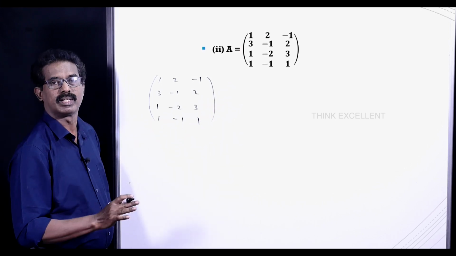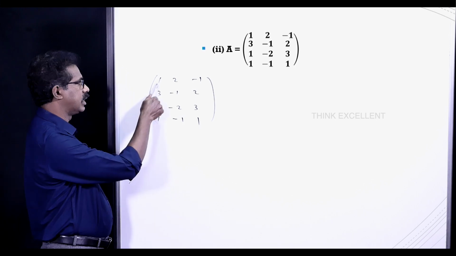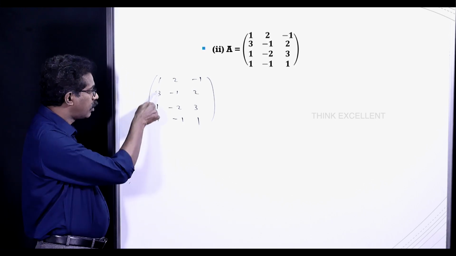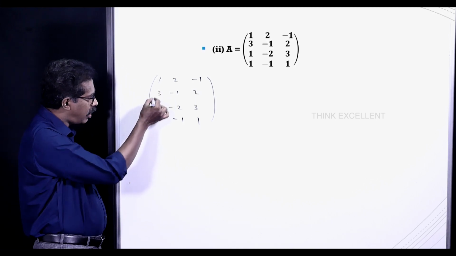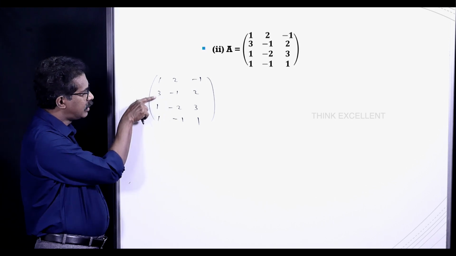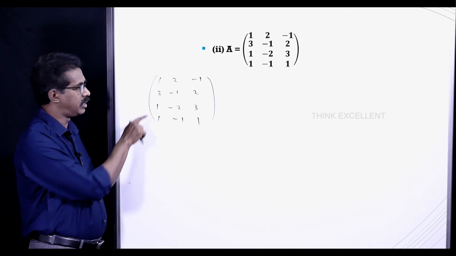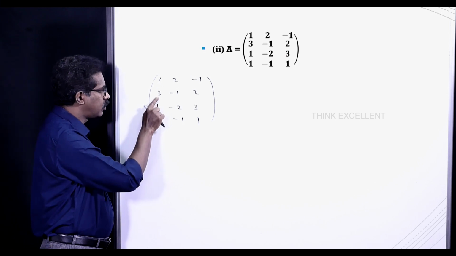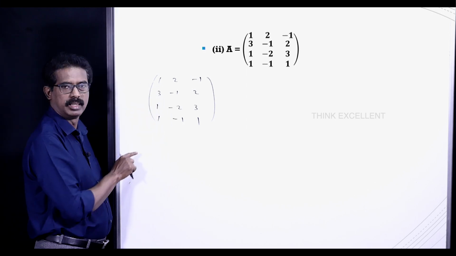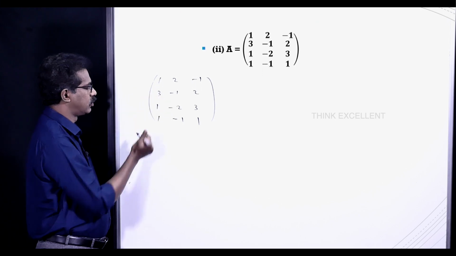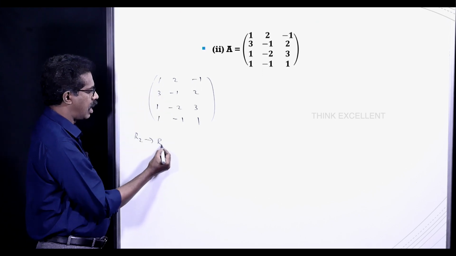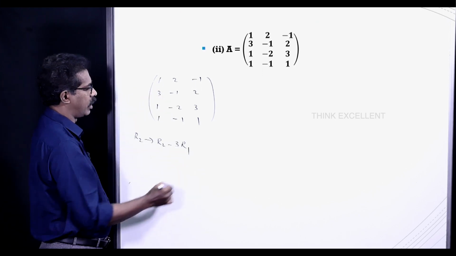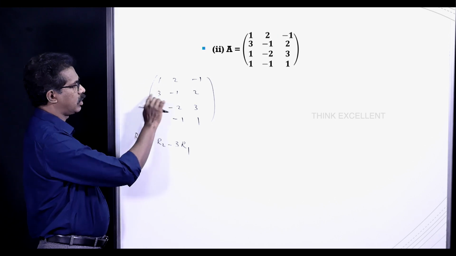What's the method? First row, first element 1. Yes, it is already 1. We want to make all these zeros, right? How can you make 0? 3 minus 3. What step do you write? R2 is R2 minus 3R1. 3 minus 3. So you can write that step.